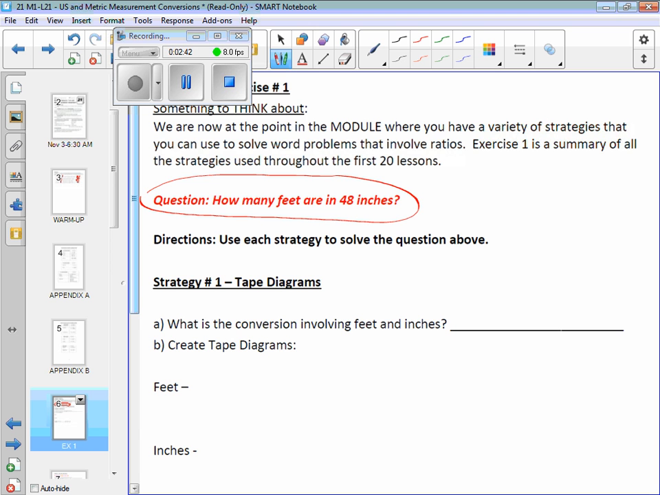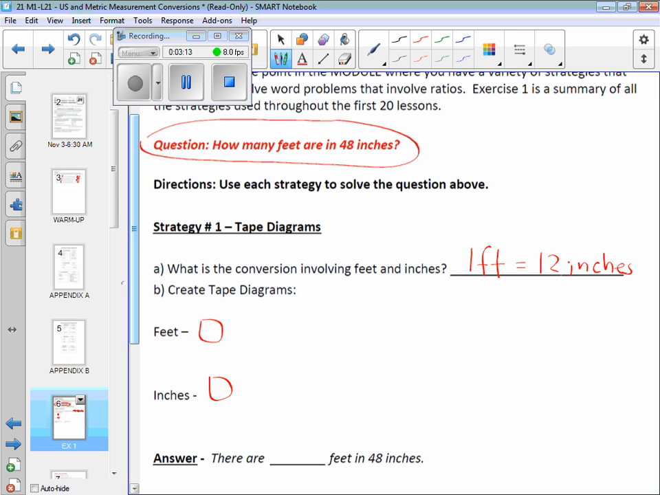The first strategy is a tape diagram. What is the conversion involving feet to inches? Look for the unit rate, too. Martina. Okay, either or. Let's just do 1 foot equals 12 inches. Whatever you put on the line becomes your tape diagram. So I'm going to make a 1 by 12 tape diagram. That's my 1 to 12.